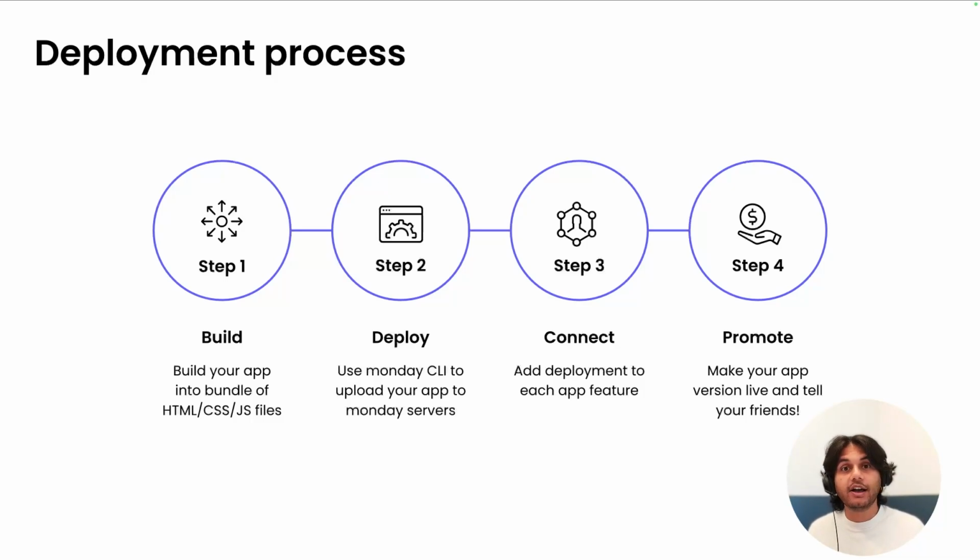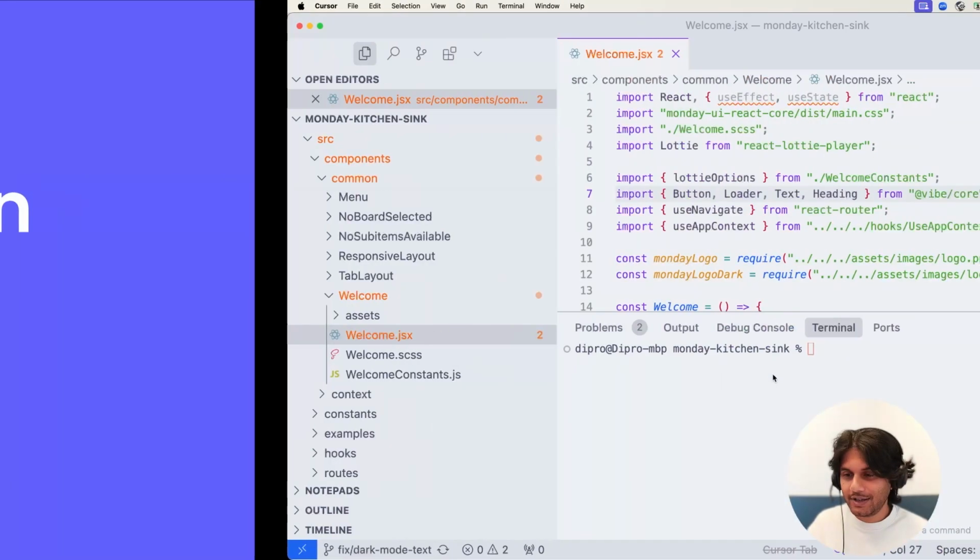A Monday app can have many different features. Some can be connected to the server side, some can be client side hosted, and so we need to tell Monday which features we'll be using this deployment. And once we do that, we'll make our app live, and we can then try it out in the wild and show our friends, celebrate, whatever we want to do. Okay, so let's see this in action.